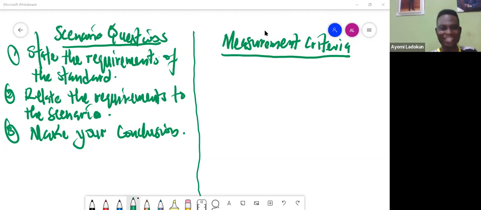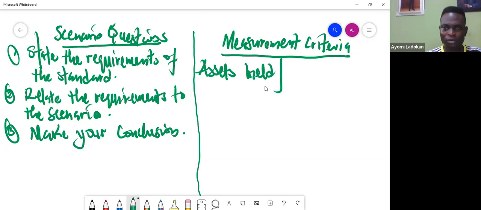So this is the issue here. If the criteria has been met, how do I measure? Measurement is value. What will be the figure I'm going to use to recognize assets held for sale on my account? So that's what is meant by measurement criteria. Okay, so assets held for sale. Let me tell you this.